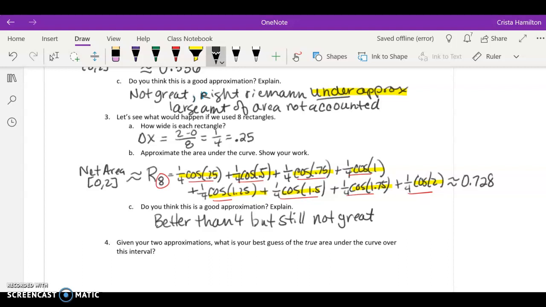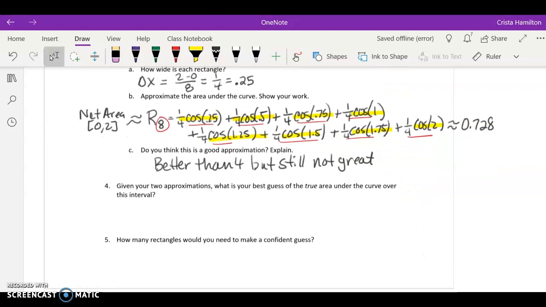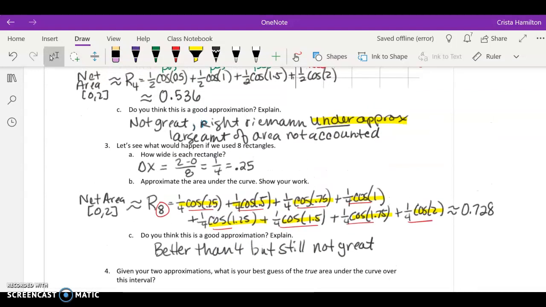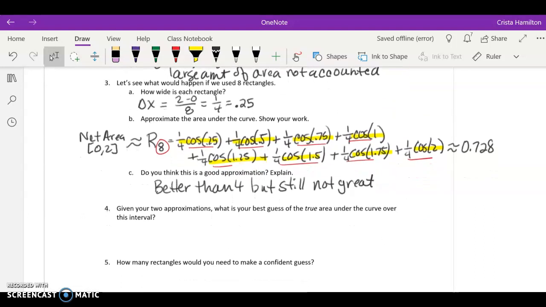So as we go through this, given these two approximations, could you guess what you think the true area is? Go ahead, write down what you think your guess is. Remember, we got our 0.536 for 4 rectangles, our 0.728 for these rectangles. Go ahead, write it down, put it in a box.